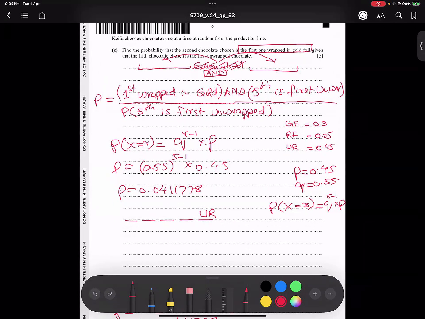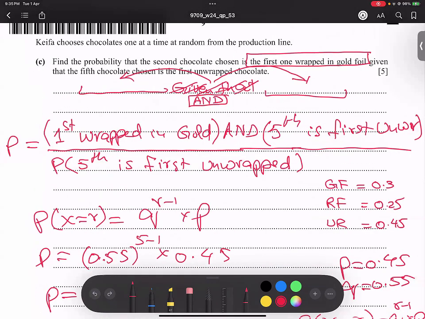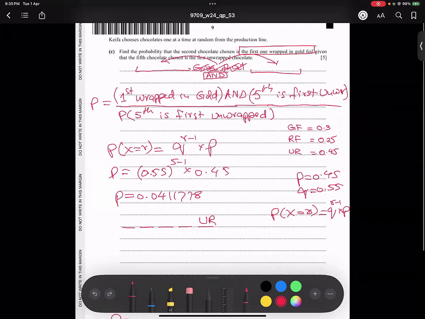The first one is wrapped in gold, okay, clear. And the fifth one is unwrapped. So how can I make a plan here? Gold, okay, like he's saying here, the second chocolate is the first time gold wrapping. Second chocolate. So the second chocolate is this.